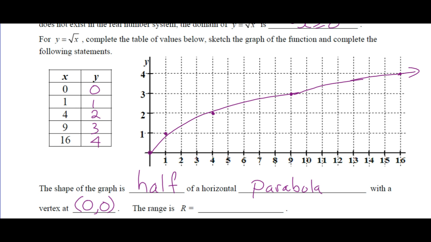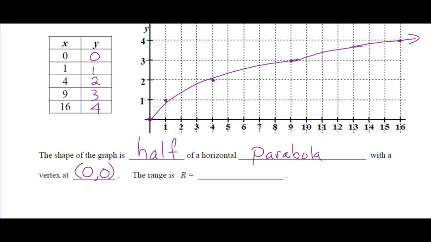And the range is, no, range is y values. So the range is y is greater than or equal to 0. Okay, that's the informal version, otherwise we say the set of all y such that y is greater than or equal to 0. But yeah, y values have to be greater than or equal to 0, and we're looking at half of a horizontal parabola.